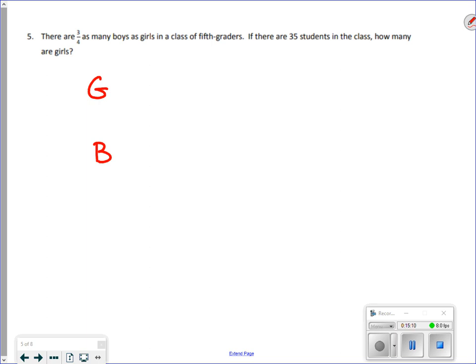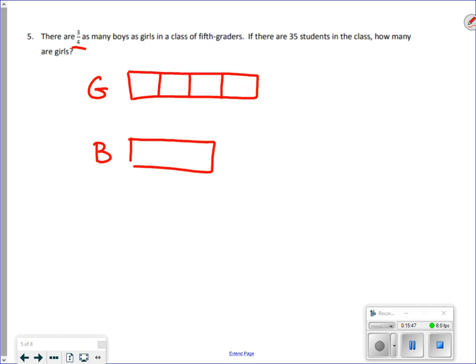Yes. If there are 3/4 as many boys as girls, so how many units, how many parts? 4. Right there. My girls get 4. How many do my boys get? 3. Why? 3/4 as many. So my boys only get 3/4.